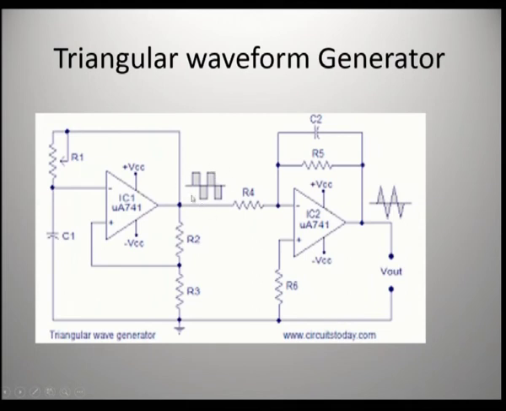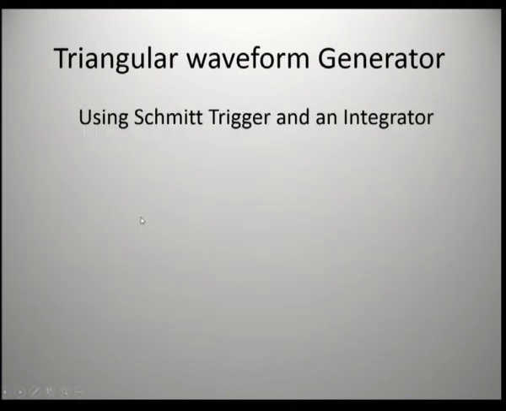This square wave is given as the input of an integrator. This integrator will convert the square wave into a triangular waveform. So, this is a simple application of operational amplifier. So, either you can use the astable multivibrator as a first stage, or you can use a Schmitt trigger. Schmitt trigger is another application of op amp in comparator mode or open loop mode.